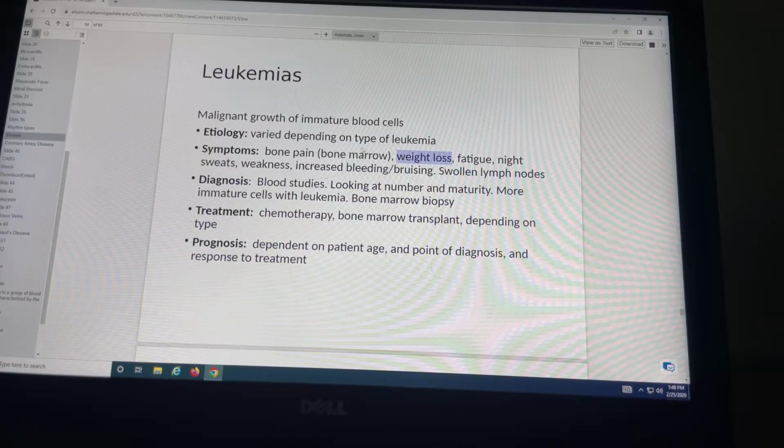It's one of those things. Increased bleeding and bruising, swollen lymph nodes. That just goes along with leukemia. Diagnosis-wise, they're going to do blood studies.